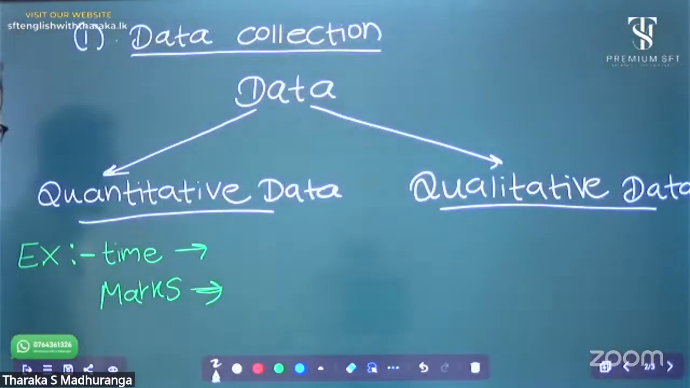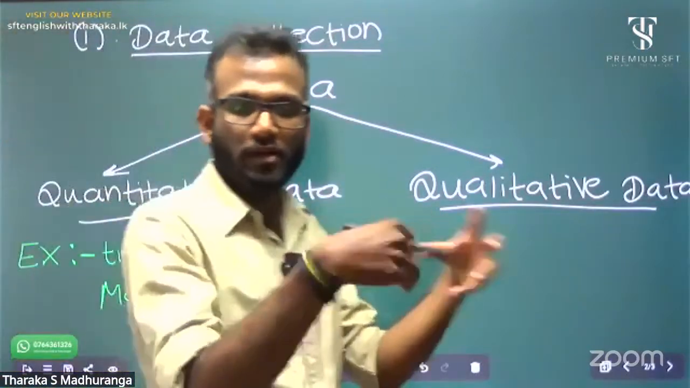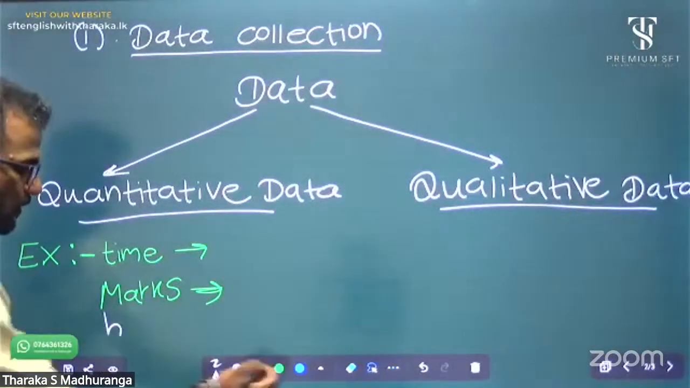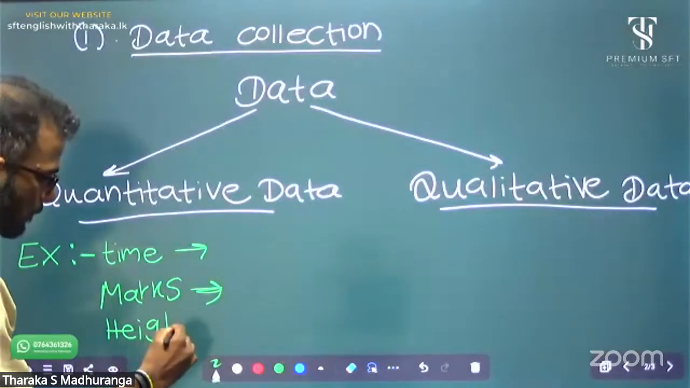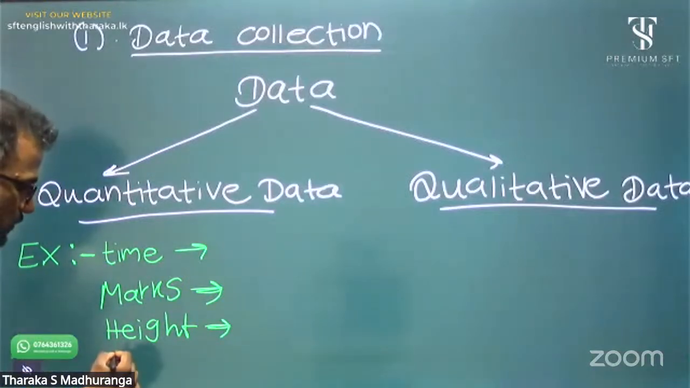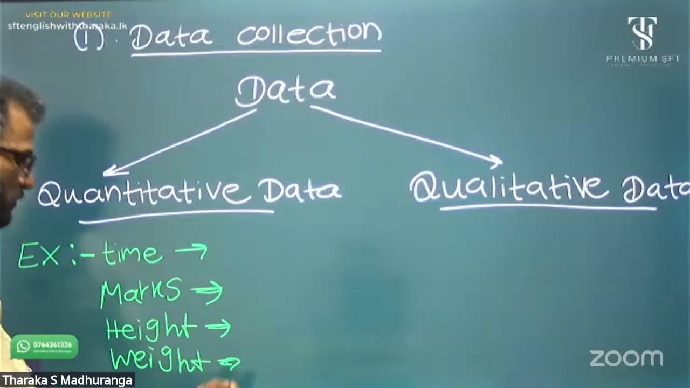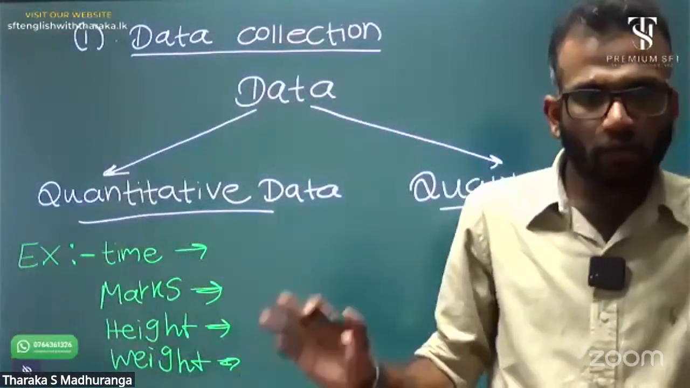Whatever marks for any subjects. If you collect the height of children in a classroom, or the weight of the children in a classroom, they are quantitative data. I got the difference. Quantitative data.